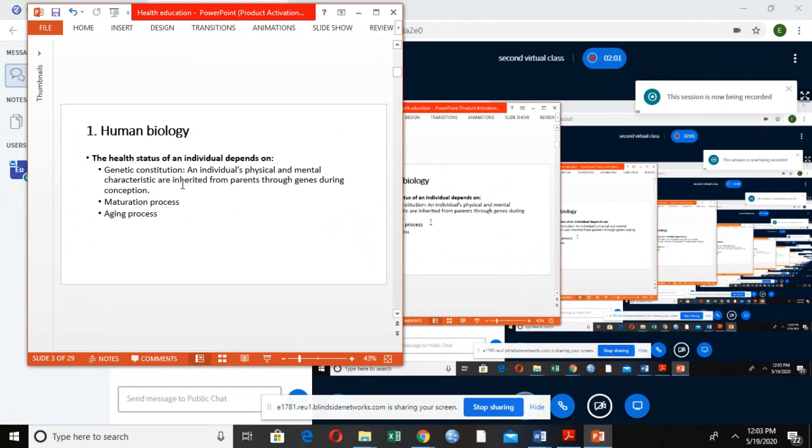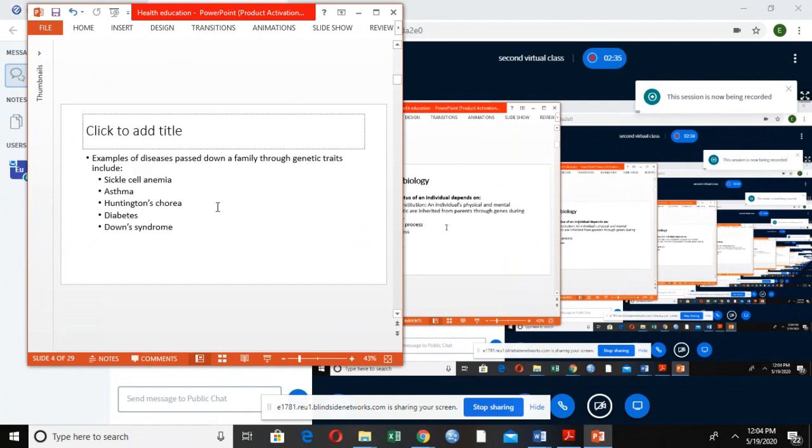For example, you are born very healthy because your mother's and your father's genes were very healthy. But during your maturation process, you're exposed to a lot of chemicals, you are exposed to drugs, that interfere with your body. So the maturation process will also determine your health status, as well as when you're aging. Are you exposed also to these chemicals? Are you exposed to good nutrition? This also will determine your health status.